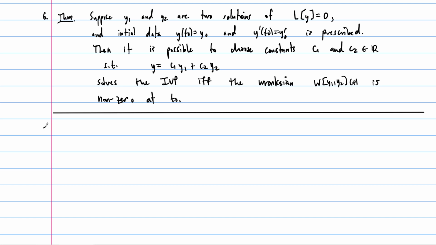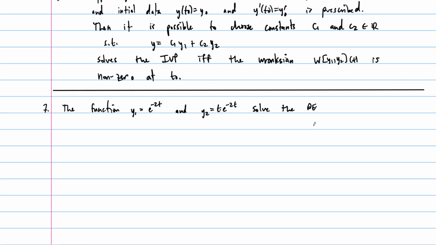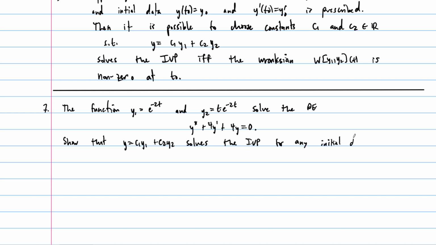All right, let's do an example here. I'll give you some information. The functions y1 equals e to the minus 2t and y2 equals t e to the minus 2t solve the differential equation y double prime plus 4y prime plus 4y equals 0. I want you to, number one, show that those are solutions, but also show that y equals c1 y1 plus c2 y2 solves the initial value problem for any initial data. In other words, you could find the c values for any initial data.